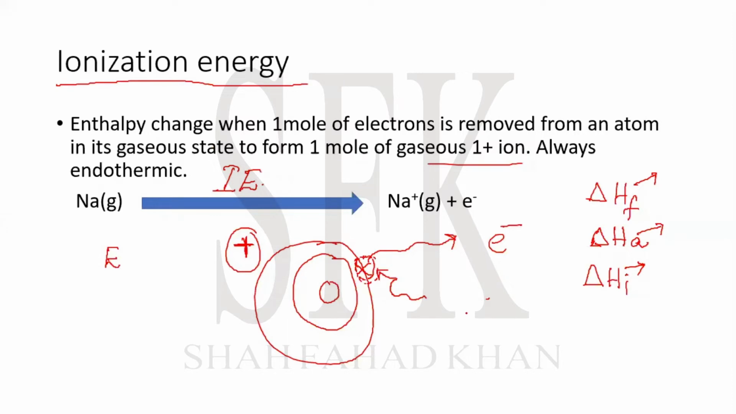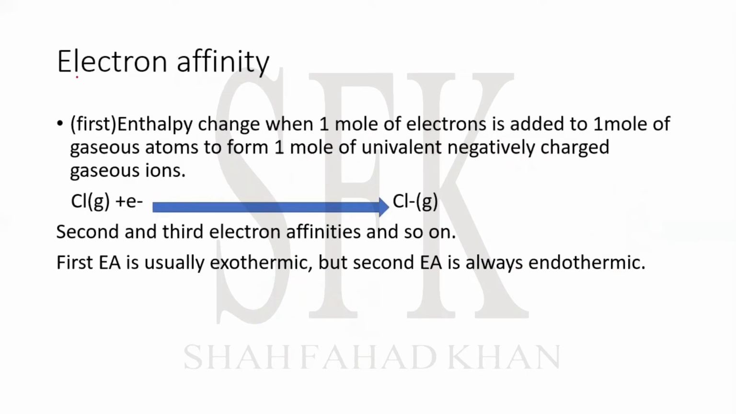Right, now, a new term, electron affinity. Electron affinity is actually the reverse of ionization energy. In ionization energy, we took a gaseous atom, provided it with some energy, and removed an electron from it, forming an M positive ion, right? The enthalpy change associated with this reaction was the enthalpy change of ionization.